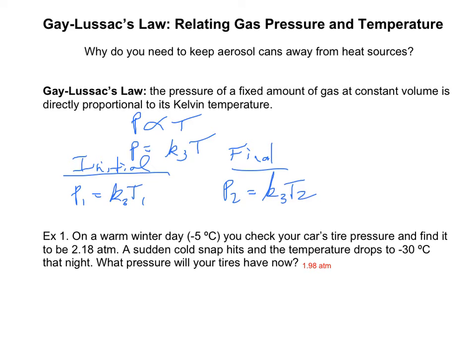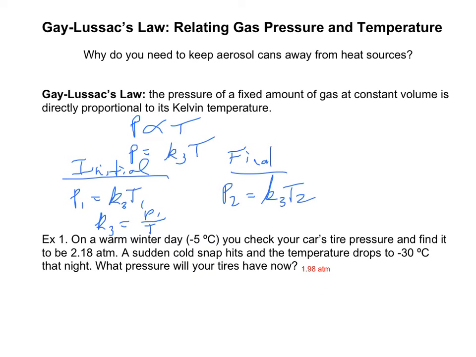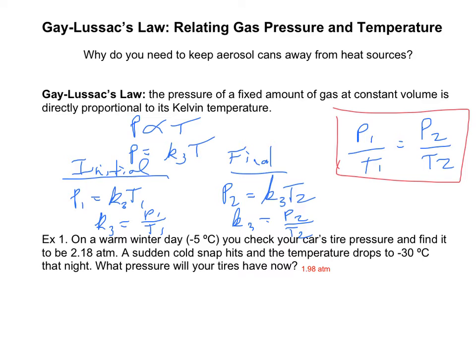I can rearrange these equations so they say K3 equals. K3 is going to equal P1 over T1. And for final conditions, K3 is going to be equal to P2 over T2. Again, because K3 is a constant, it doesn't change as long as you don't switch out the type of gas you're using. I can make these two equations equal to each other, and P1 over T1 can be set equal to P2 over T2. This is the form of Gay-Lussac's law that we're going to use.